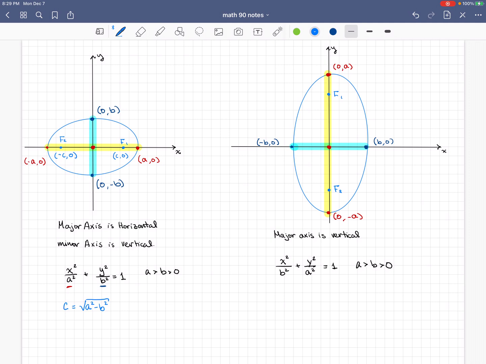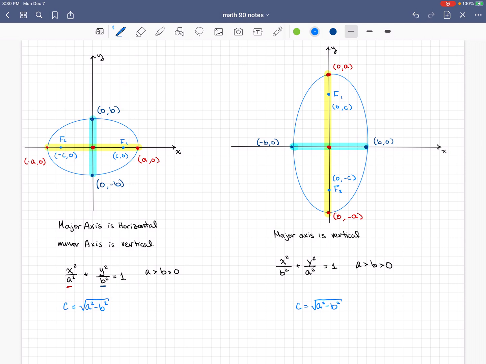And again, the conventional notation for the foci is c. Okay, so we have (0, c) and (0, negative c), and those are our 2 foci. And just like in the example with the horizontal major axis, c is going to be the square root of a squared minus b squared.